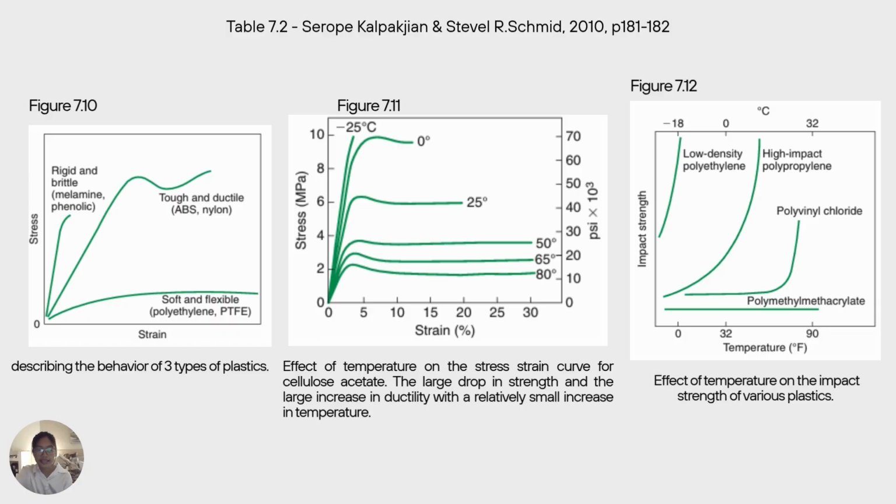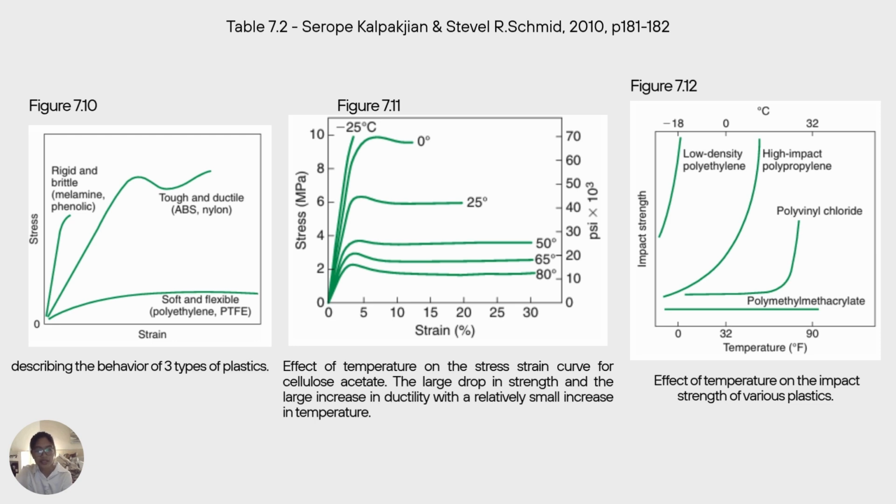On the x-axis, we have strain, the amount of deformation, and on the y-axis, we have stress, the applied load. Notice how rigid and brittle materials show high strength but low strain. They can withstand a large load, but they break suddenly without much deformation, very similar to how ceramics behave. These are typically thermosetting plastics, which are hard and dimensionally stable but not flexible.